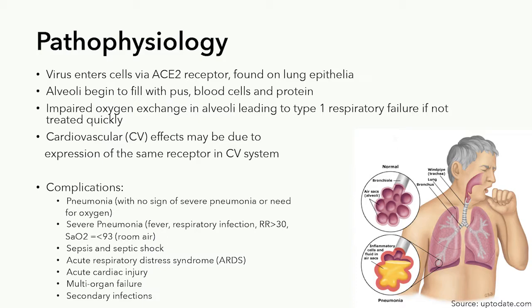As the pneumonia progresses, it can lead to further complications. Pneumonia can be non-severe and may not need oxygen. It can be more severe pneumonia, which is characterized by fever in the presence of a respiratory infection with a respiratory rate of more than 30 and oxygen saturation of equal to or less than 93% on room air. As the pneumonia worsens, it could lead to sepsis and septic shock and eventually translate into acute respiratory distress syndrome. Or some patients may develop acute cardiac injury because of viral myocarditis, eventually resulting in multi-organ failure, sometimes but not always superimposed by a secondary bacterial infection. And it's the ARDS or the multi-organ failure which leads to the death of patients.